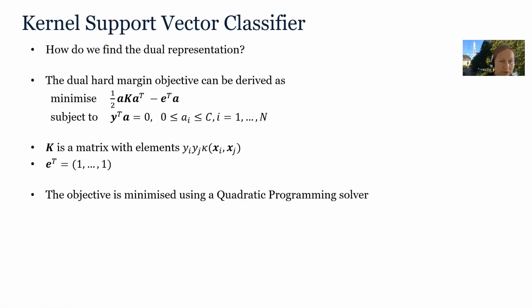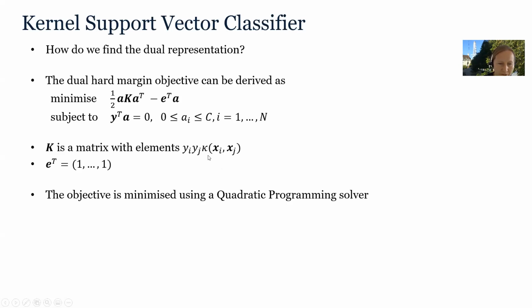So how do we find the dual representation? We can derive the hard margin and soft margin objectives for the dual representation. And here is the expression for the hard margin objective. For simplicity, we don't give the soft margin objective. And we see that again, we obtain this matrix K, which has elements made out of the kernels between the pairs of the samples in the training set.